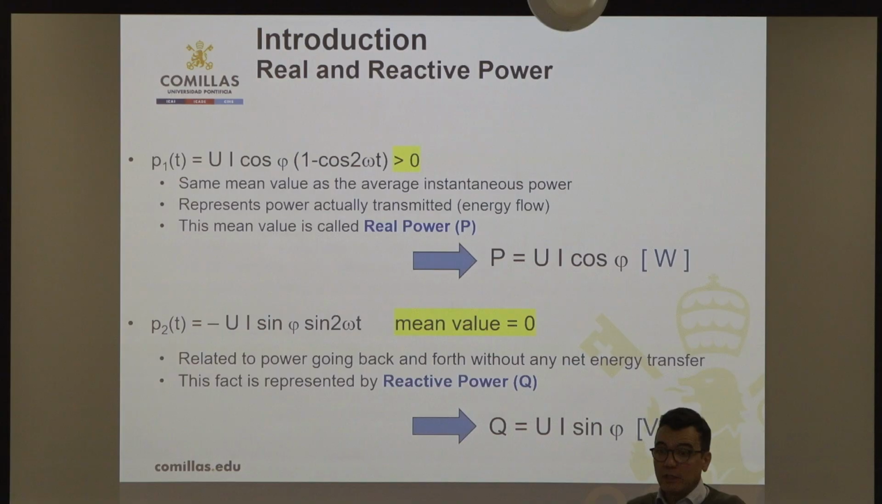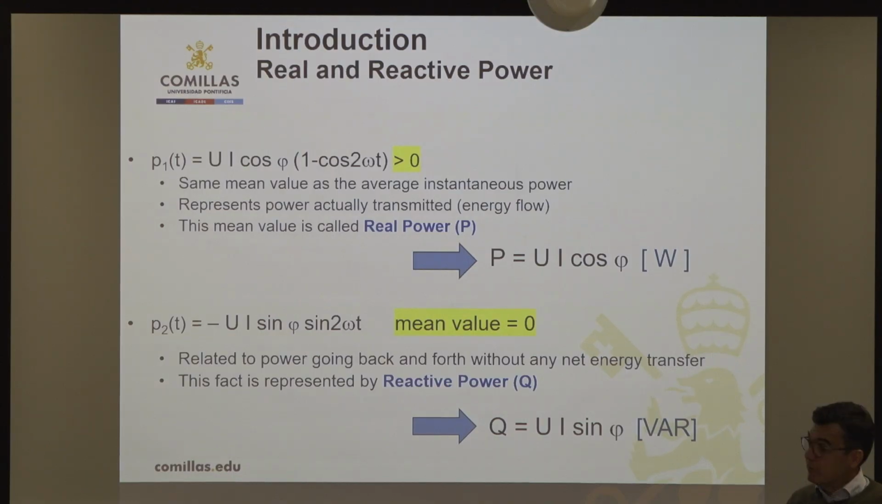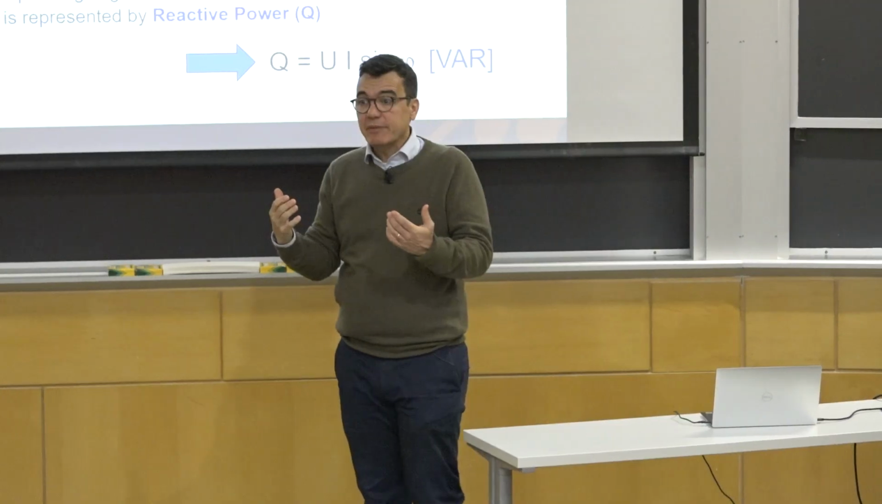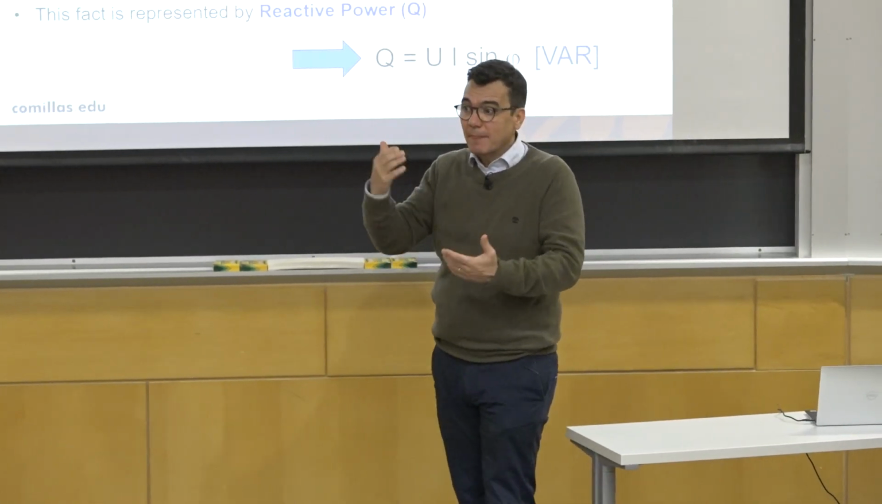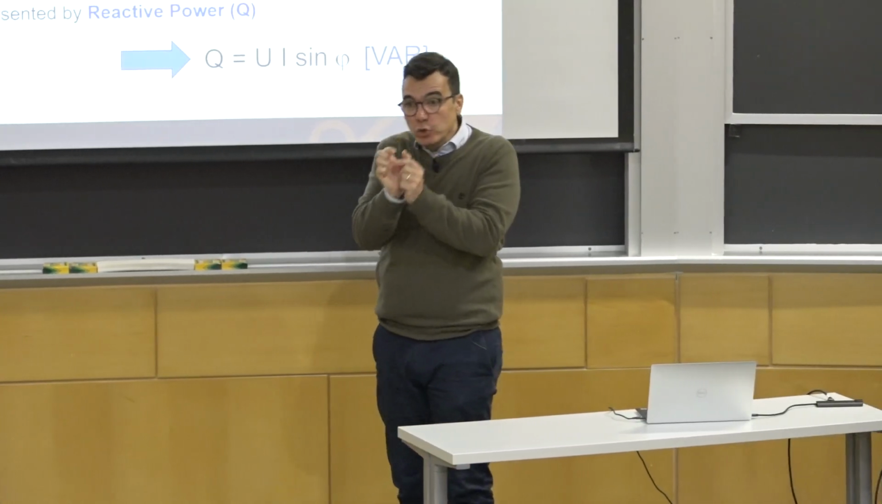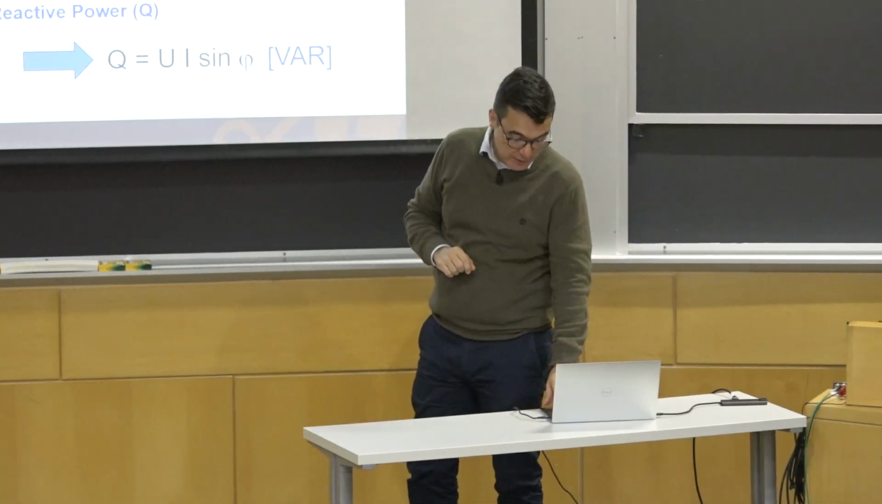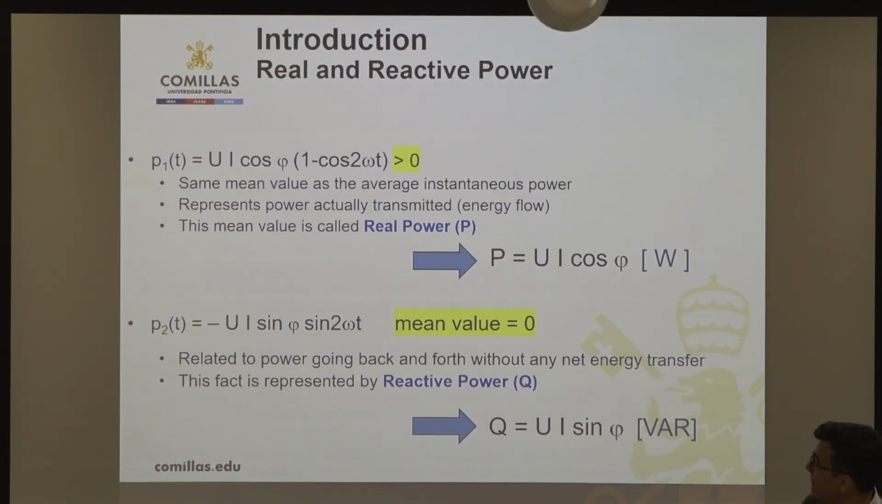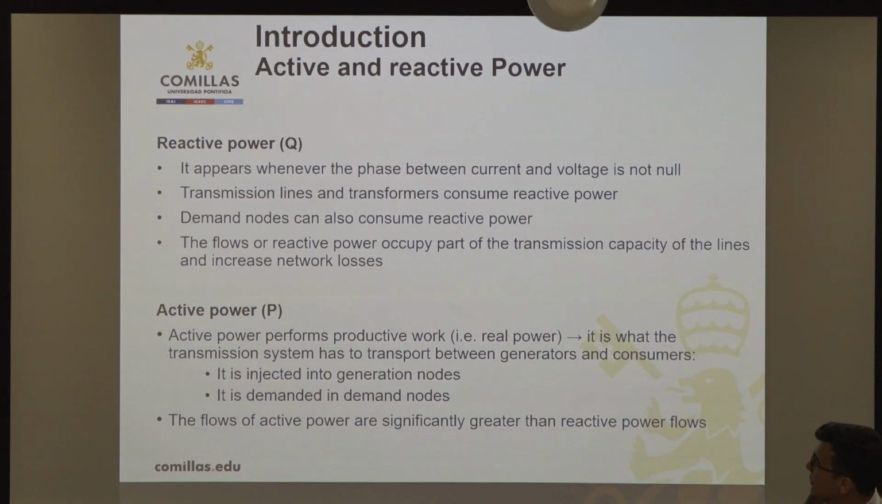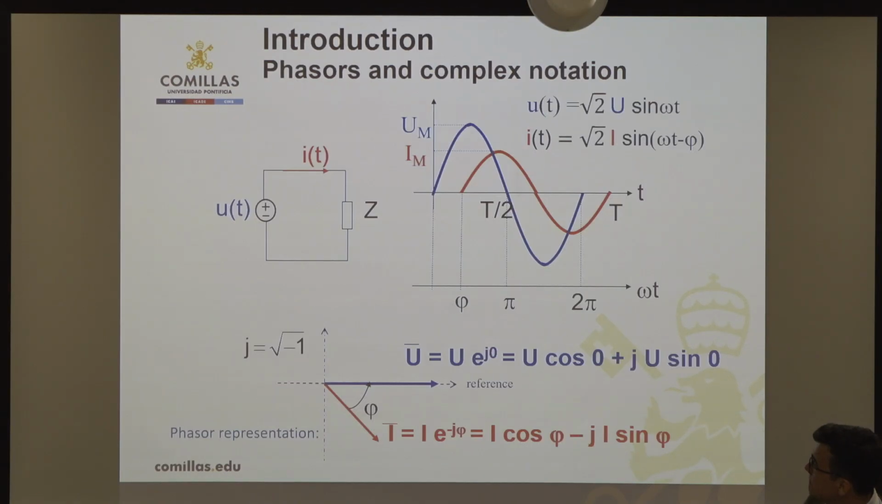What happens in normal occasions? We have loads that consume active power, and there are certain loads, typically motors, which are inductive, and this is why we have some consumption of reactive power. So we have active power and reactive power. What we like to say to our students is that reactive power is nothing else than the consequence of having a non-null phase between the currents and the voltages in our power system.